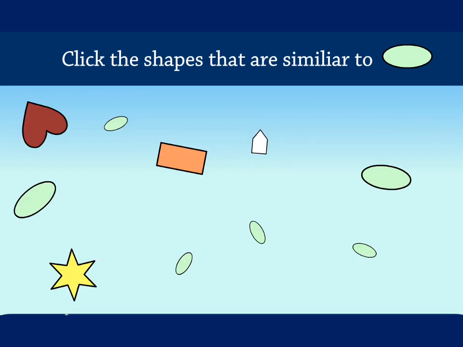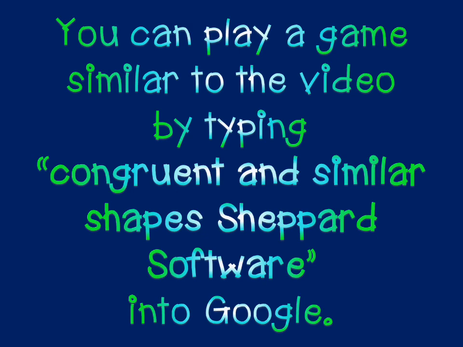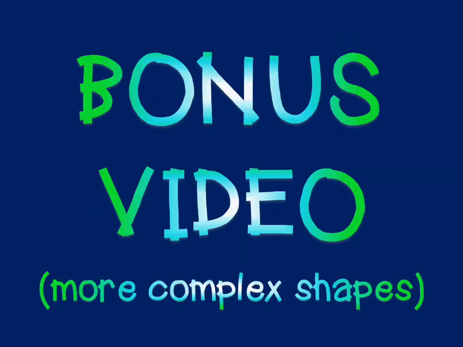Okay, the next, you are looking for the shapes that are similar to that oval. Ready? There you have it. You can play a game similar to the video by typing congruent and similar shapes Shepherd software into Google. The game looks like that, but you get to click on the shapes as they bounce about instead of sitting still. Okay, we are going to have a bonus video now to show you congruency with more complex shapes.